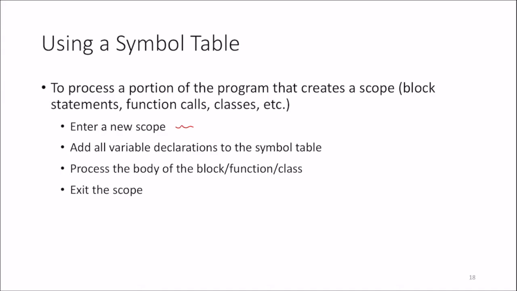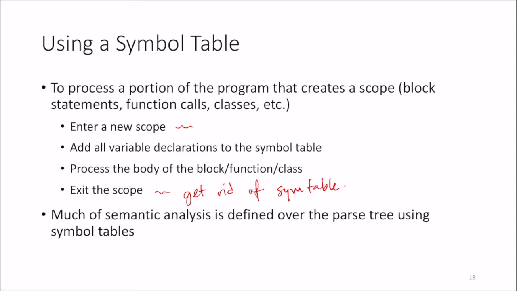At this point, you can process the body of a block, a function, or a class, or a package, create a symbol table then. And when you exit the scope, you want to get rid of everything in that scope. So you want to get rid of the symbol table when you exit the scope. So much of the semantic analysis is defined over the parse tree using symbol tables. Symbol tables are very useful to track all kinds of semantic errors.